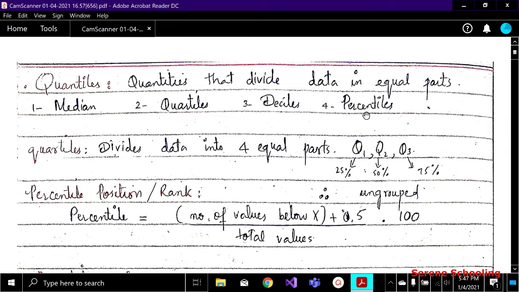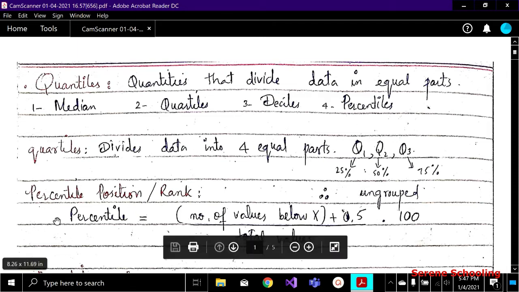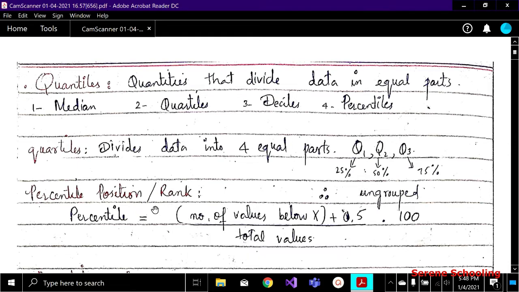We'll see how to find the percentile position or rank, as well as the percentile value, right? So how can we know the position of the percentile? What is the percentile number of this value? Like I have given a number 20. I want to know, in the array of numbers, what is the rank, what is the position of this value out of all the data values, right?